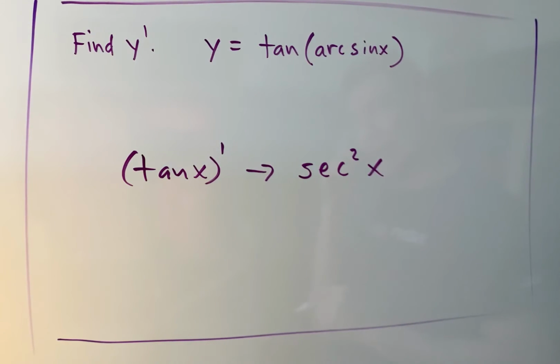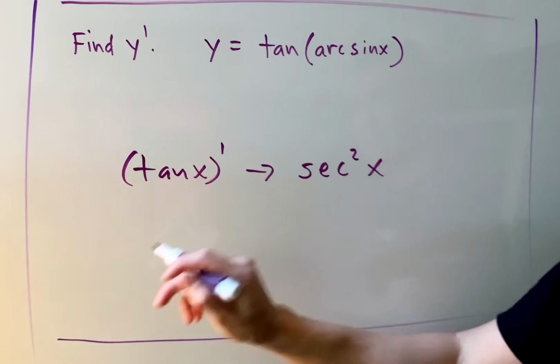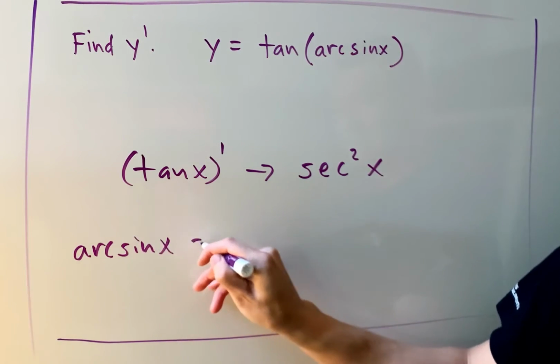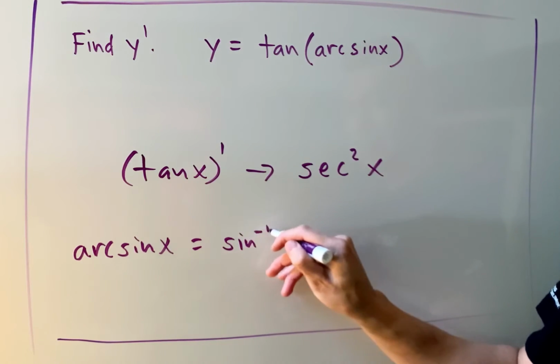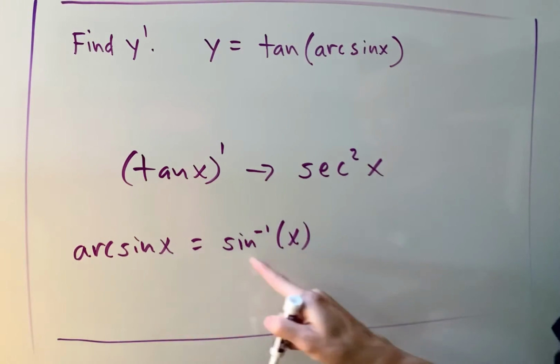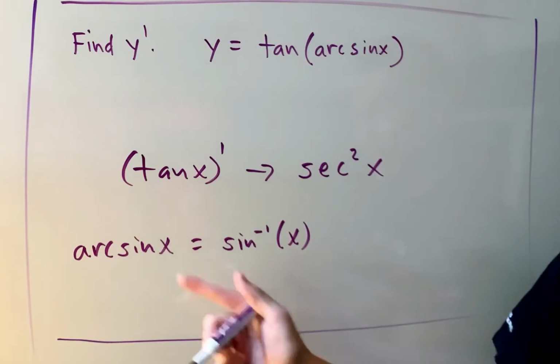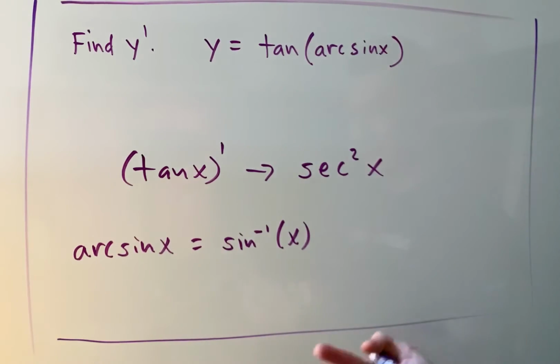And also remember this: arc sine of x is the same thing as sine inverse of x. So these are interchangeable for the most part. It's like English and Spanish, two different languages, but they mean the same thing.